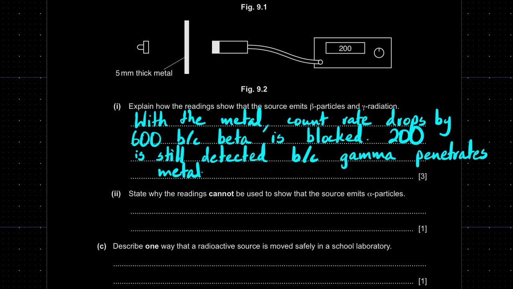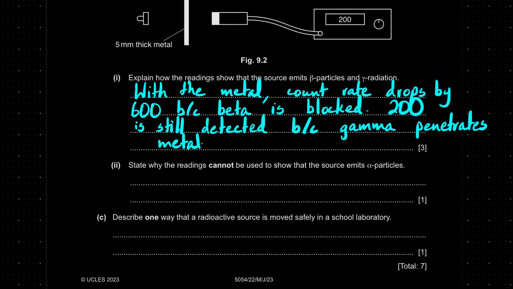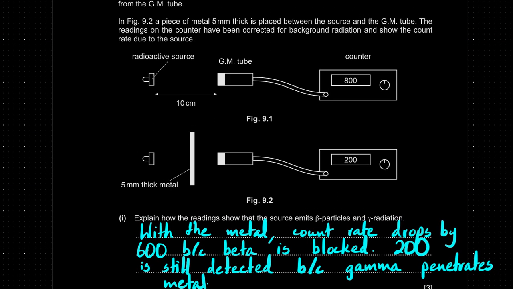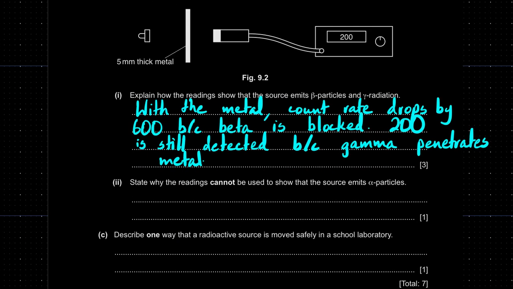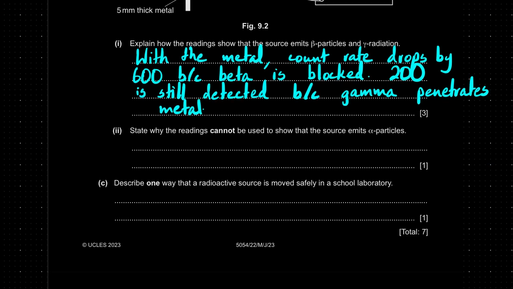Next one, state why the readings cannot be used to show that the source emits alpha particles. Because the metal plate which blocks beta would also block gamma. But another thing is that the range of alpha particles in air is much less than 10 centimeters. So they would get absorbed in the air, right? So alpha is stopped by a few cm of air.